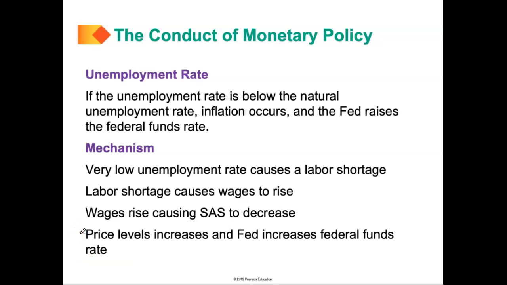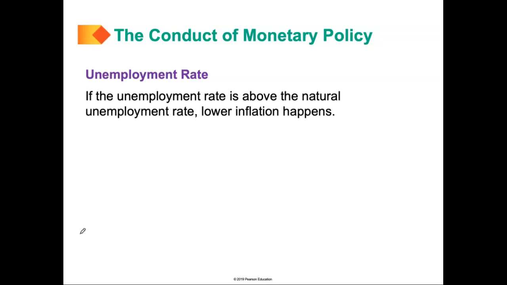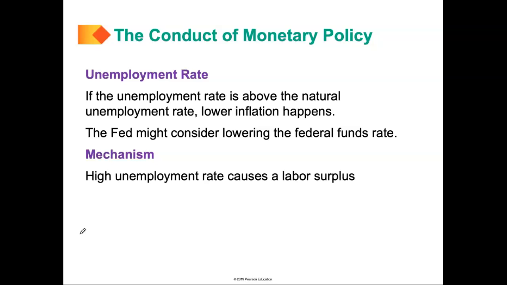Now the opposite is true. If the unemployment rate is above the natural unemployment rate, lower inflation tends to happen, and the Fed might consider lowering the federal funds rate. Again, let's look at the mechanism. If the unemployment rate is above the natural unemployment rate, it causes a high unemployment rate, and that causes a labor surplus. So there are a lot of people laid off, and a lot of people looking for jobs, so basically it's a labor surplus.